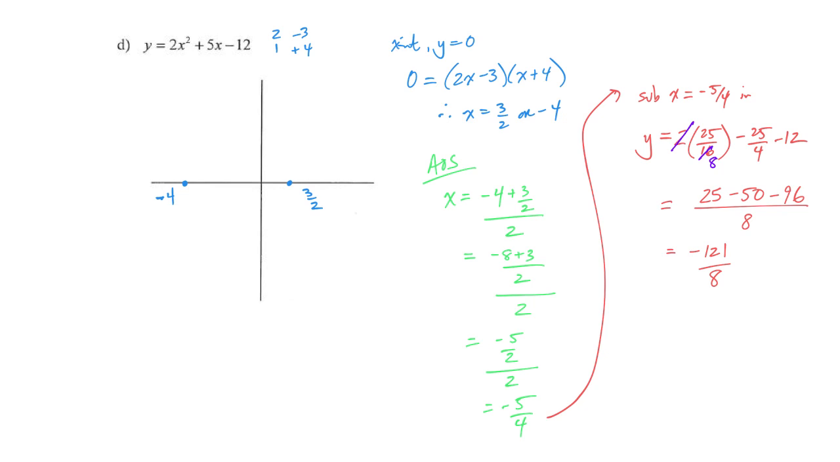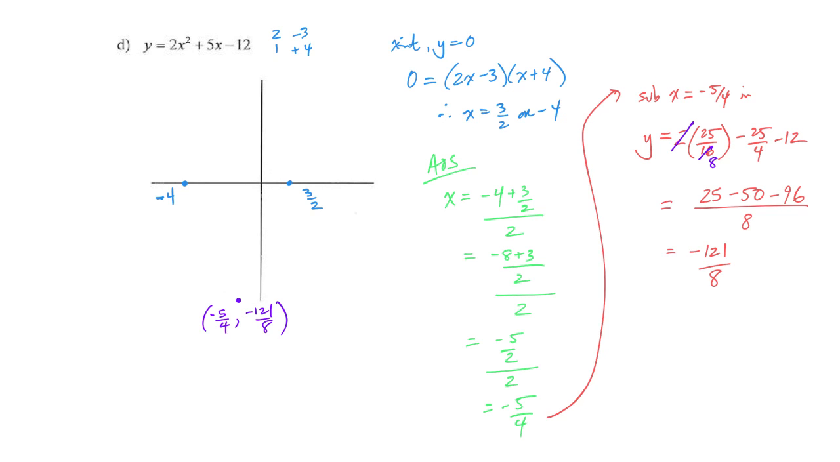Okay, what I just found then is that my vertex would have to be -1 and a bit and down, well, 121/8. That's going to be like -15 and a bit, way down here at the bottom. And something like this. And there we go.